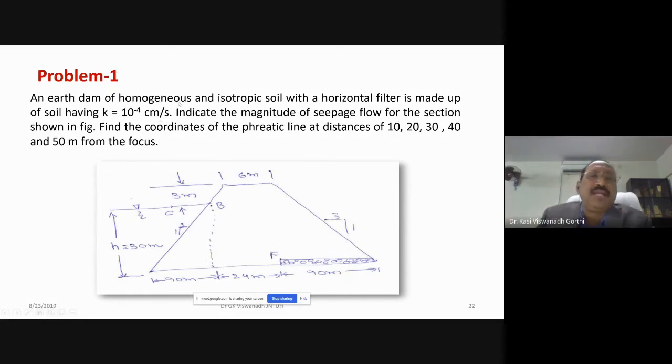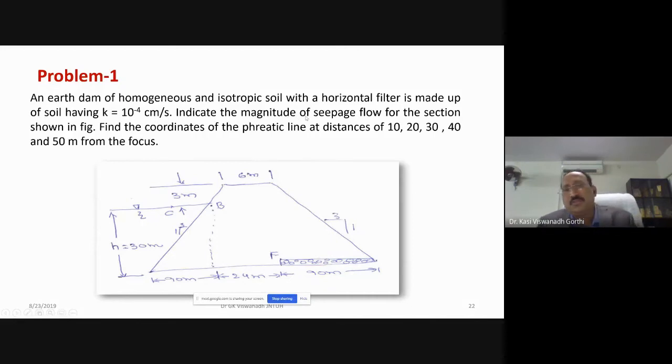This dam is made up of homogeneous isotropic soil, and this dam also is provided with a horizontal filter. So this horizontal filter is provided at the downstream portion, at the downstream toe portion of the earthen embankment. So this is the horizontal filter. The soil of this earth dam section is having permeability 10 to the power minus 4 centimeter per second. We need to get the magnitude of seepage.